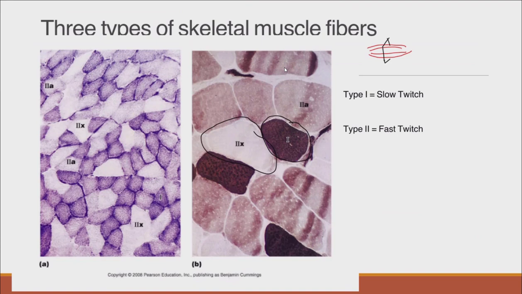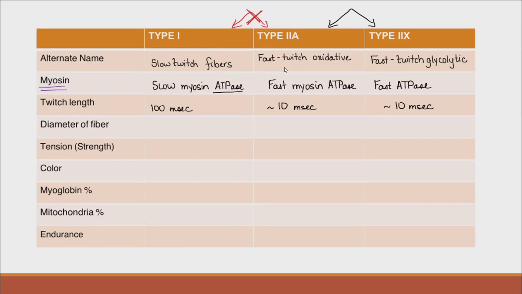and I want you to take a look at the diameter. At this point, I'm only going to focus on type 2X and type 1, and then we'll come back and look at 2A at the end. I want you to look at the diameter of a type 2X versus a type 1. Which one has a larger diameter? Type 2X, right? So type 2X actually has the largest diameter, where type 1 has the smallest.